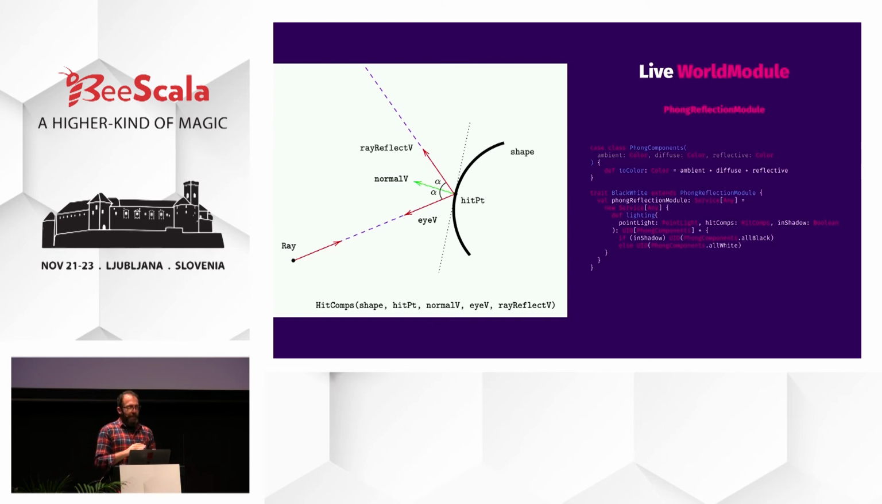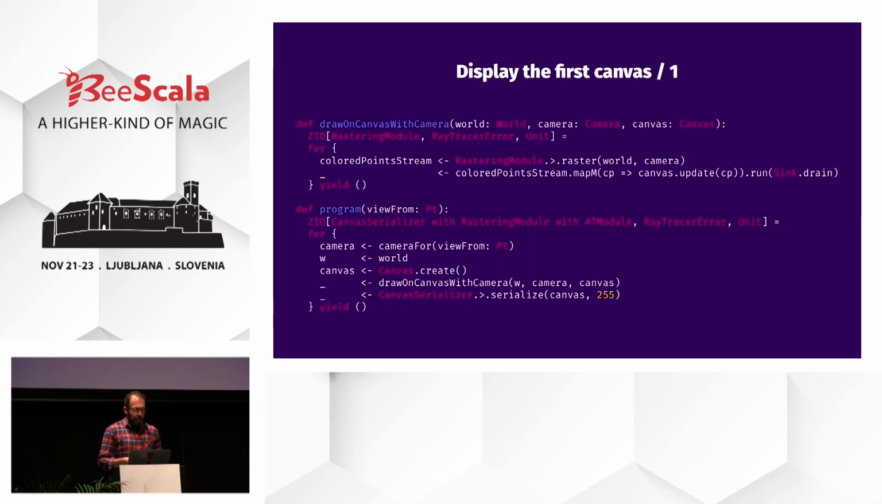We can provide a dumb implementation of this reflection module that says that if the point is shadowed, I will just make it black. If the point is not shadowed, I will just make it white, and that's it. So this is already enough to display a first version of our canvas.